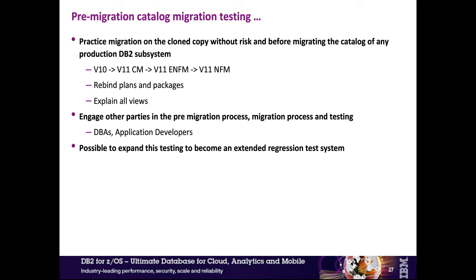It also gives you the opportunity to rebind plans and packages and to do access path validation, and also explain the views as well and check the access path selection. It also, if you want to, lets you engage other parties in this process like DBAs and application developers so they can try out some new features, and ultimately you could extend this testing to include the application objects and do some application regression testing. Now let's turn to slide 28.